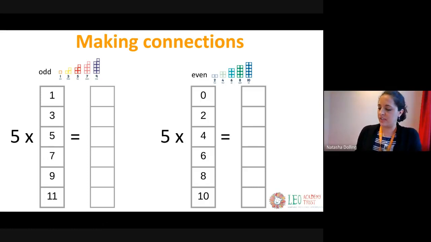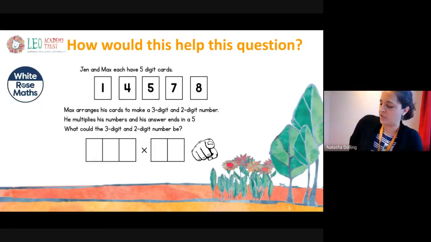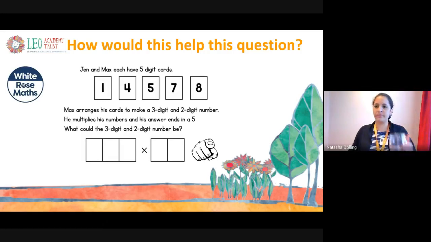And I'm just going to give you half a minute to look at this question from White Rose. And can you think, or can you tell me, why is this important that they're making these connections earlier on? I'll just let you read this question. So Jen and Max each have 5 digit cards. Max arranges his cards to make a 3-digit and a 2-digit number. He multiplies his numbers and his answer ends in 5. What could the 3-digit and the 2-digit number be?